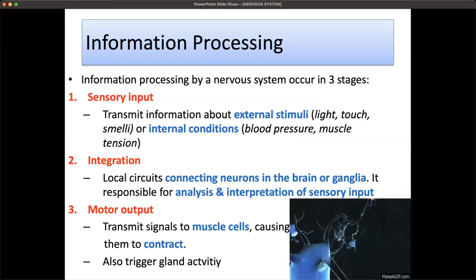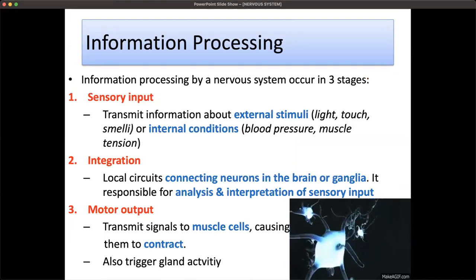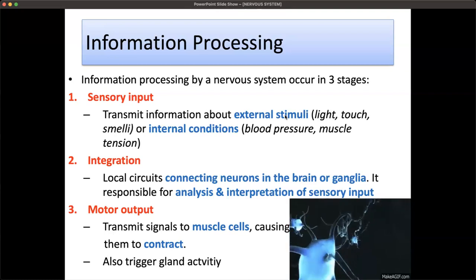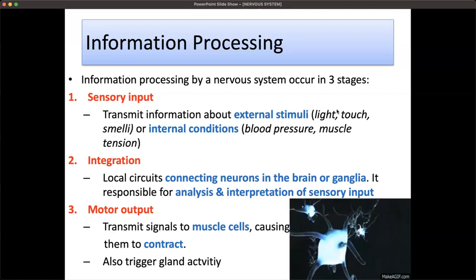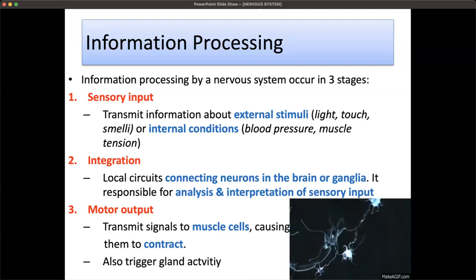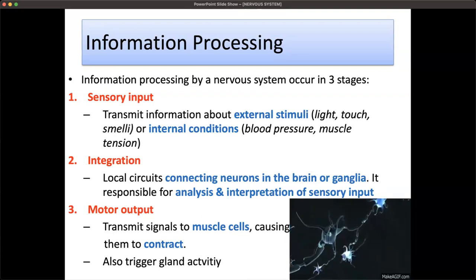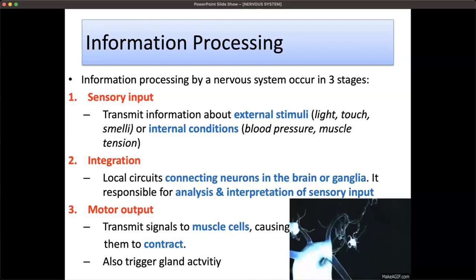Now we're going into information processing. Information processing by your nervous system occurs in three different stages. We have the sensory input, which is the first one, where it transmits information about external stimuli. It can be light. You see light, so you can see something. Someone touches you, that is a stimulus as well. You're going to turn around because the touch makes you turn around. Or an internal condition can also be the stimulus. It doesn't necessarily have to be an external stimulus. Let's say there's an increase in your blood pressure, or there's muscle tension happening in your body. That can be considered a stimulus, or sensory input.